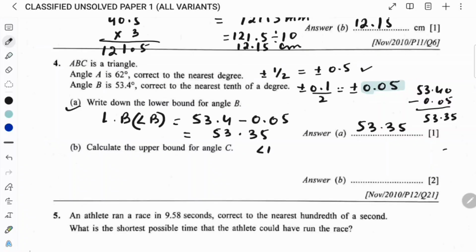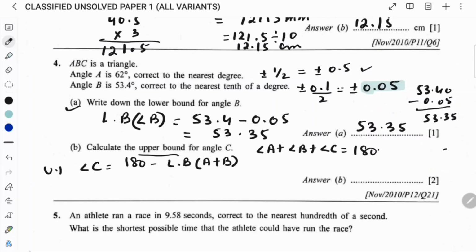Angle A plus angle B plus angle C is equal to 180 degrees. So for the upper bound of angle C, we take 180 minus the lower bounds of angles A and B. That is the upper bound of angle C. The lower bound of angle A is 62 minus 0.5, which is 61.5. Why are we taking the lower bound? Because in subtraction, we take the maximum minus the smaller value, which gives the bigger answer.